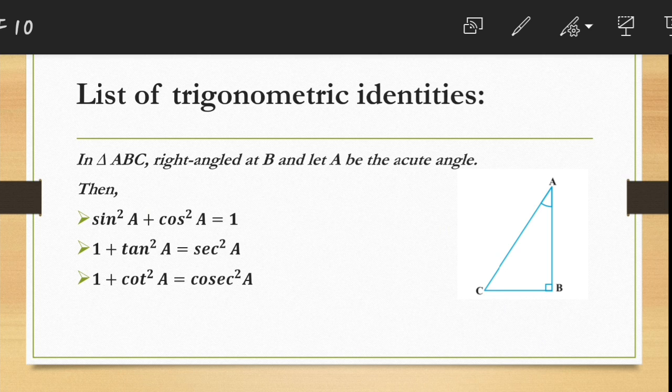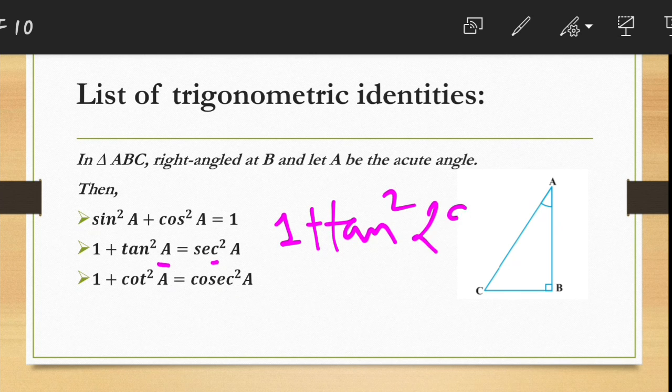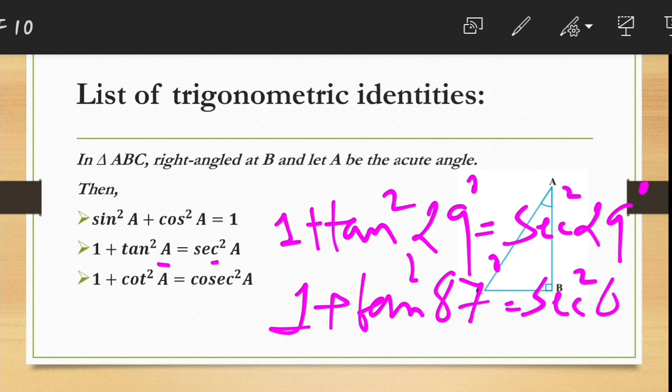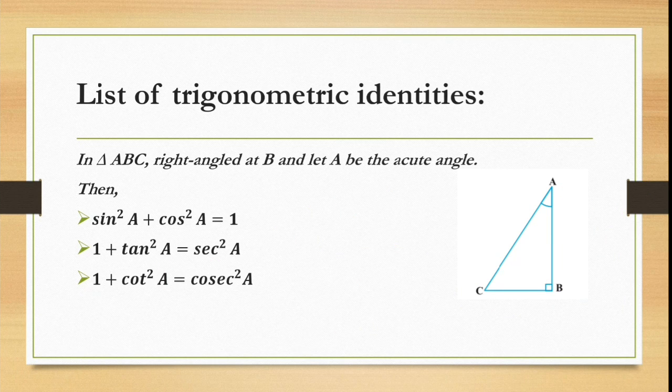Similarly, if you consider the second identity, you can say that 1 plus tan square 29 degrees will be equal to sec square 29 degrees, or 1 plus tan square 87 degrees will be sec square 87 degrees. Why? Because they are identities, so it will be true for all angles. Similarly for the last one. Now you have to remember these three identities because you have to apply these relations in your applications.